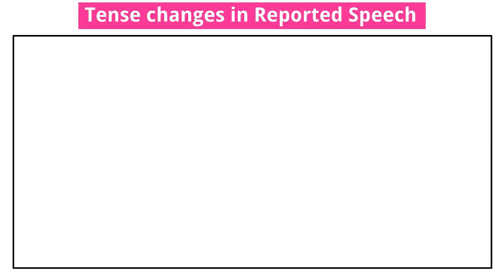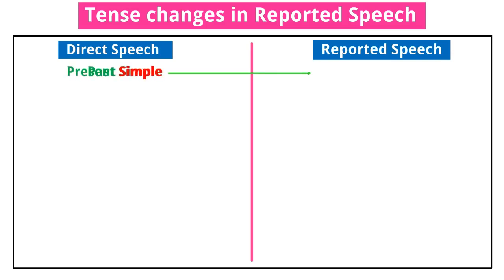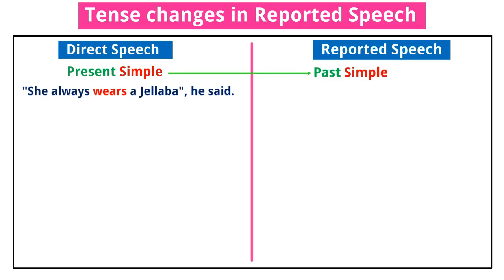Let's talk about the changes that happen in reported speech, and let's talk firstly about tense changes. So here we have direct speech and here we have reported speech. The first tense is present simple, which becomes past simple in reported speech. For example, "She always wears a jalaba," he said. It becomes, he said that she always wore a jalaba.